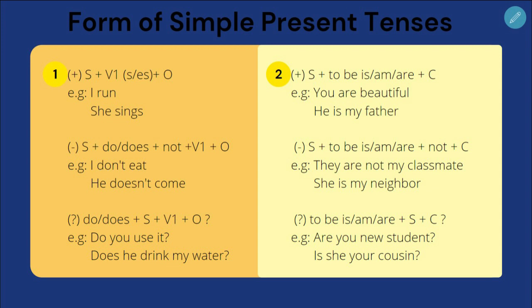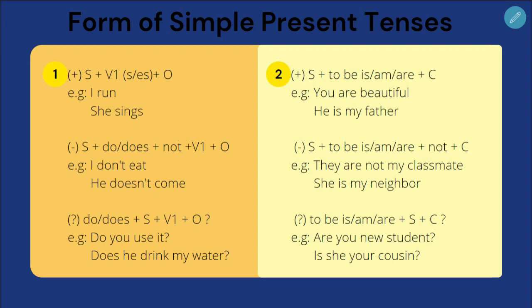Why do I put S or ES here? Because if the subject is third person singular, or he, she, it, we add S or ES. But if the subject is I, you, they, we don't need to add S or ES. For a negative form, the subject plus do or does plus not plus verb 1 plus object. For example, I don't eat and he doesn't come. We use does if the subject is third person singular, or she is. For the other subjects like I, you, they, we just need to use do not.